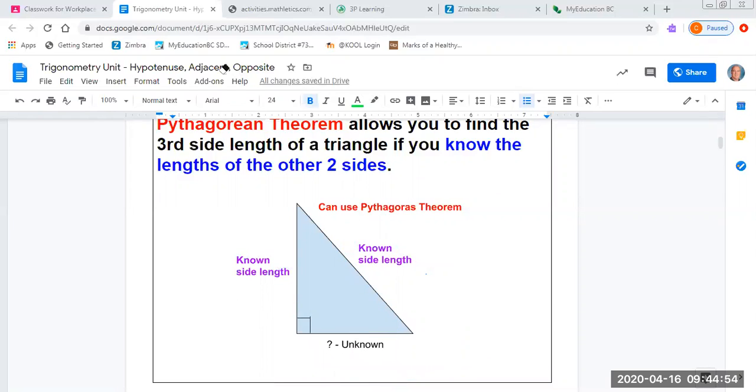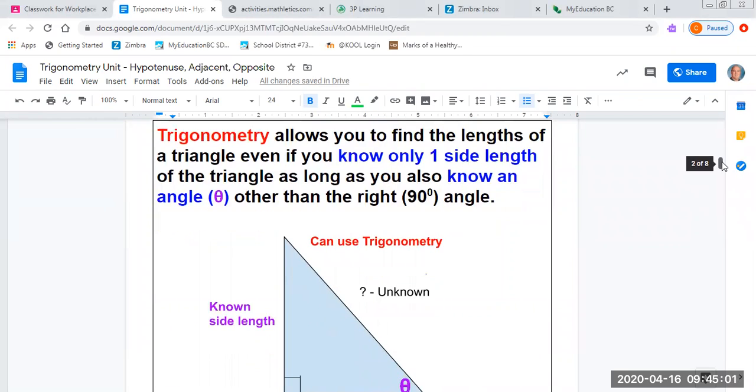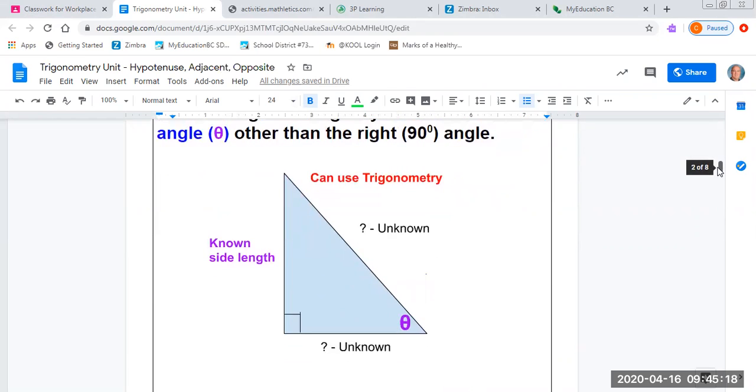Now, what we're going to look at here, though, is that trigonometry allows us a little bit more. So what we see with trigonometry is it allows you to find the lengths of a triangle even if you know only one side length, as long as you also know at least one other angle other than the right angle. And we're going to learn this term here for an angle that we don't know or we do know, something called theta. And this is just the Greek symbol for theta here.